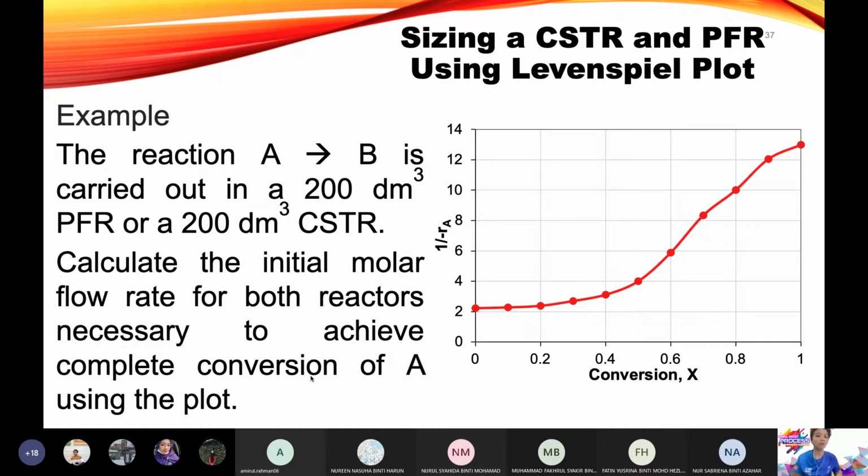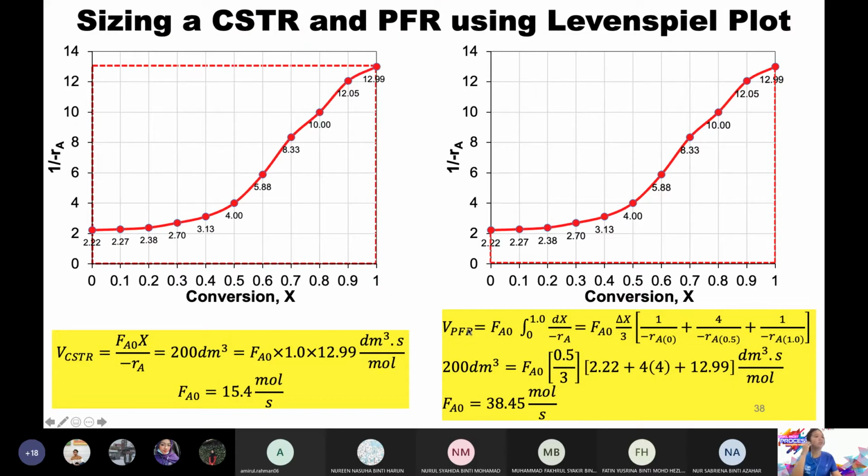So what do you mean by complete conversion? Maksudnya, in simpler words, all of my A is converted into B, or in terms of X, it means 100% X, or in terms of fraction, 1. So, berapa molar flow rate kalau saya nak capai complete conversion X1 for these reactors when we use plot? Okay, so again, kita buat benda yang sama. Okay, so plot ni, I already give you the point punya value, so it's easier for you to calculate. Okay. We do first for CSTR.